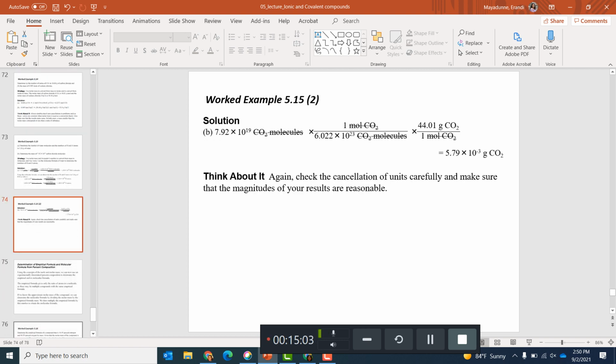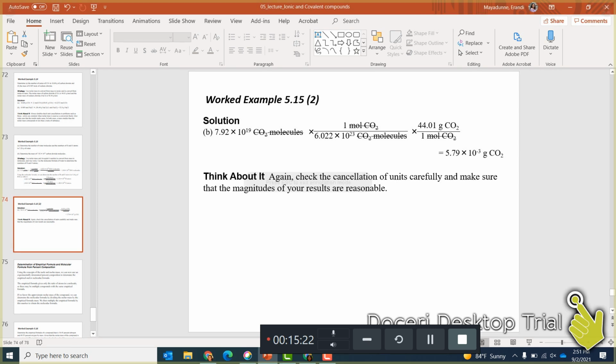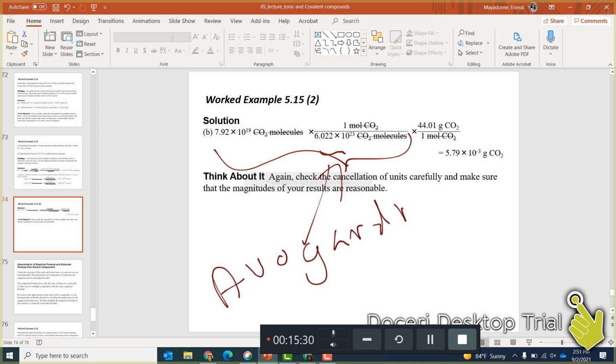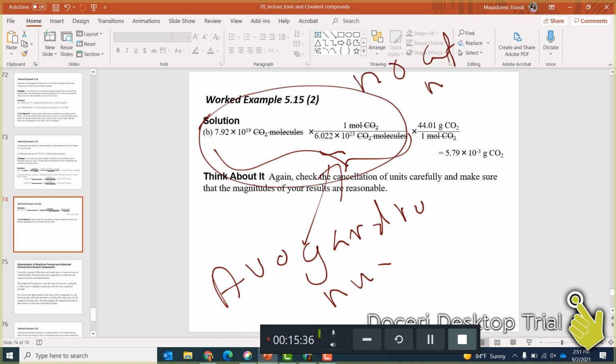The next part is the mass of the carbon dioxide. You have this many carbon dioxide molecules, so you divide by Avogadro's number to get the number of moles. So in this step, you divide by Avogadro's number, and then you get the number of moles. Once you get the number of moles, you multiply by the molar mass and get the mass of carbon dioxide.